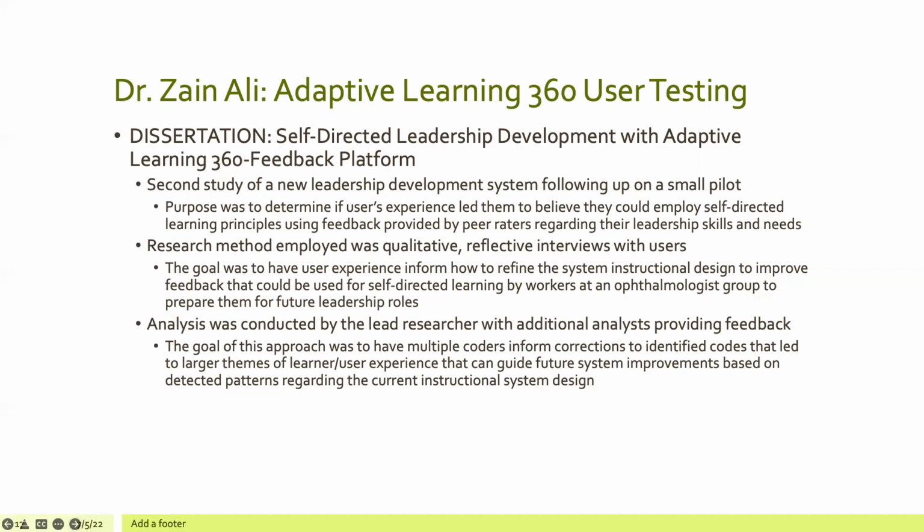So again, Zane conducted the analysis as lead researcher, and then we had multiple coders reviewing those codes so that he could identify some big picture themes that would lead to improvements in the system. No technological systems are perfect when we design them. All technological systems are incredibly flawed. Zane used qualitative research in order to figure out what parts of the instructional design worked and which were less successful so that he could improve them in the future.